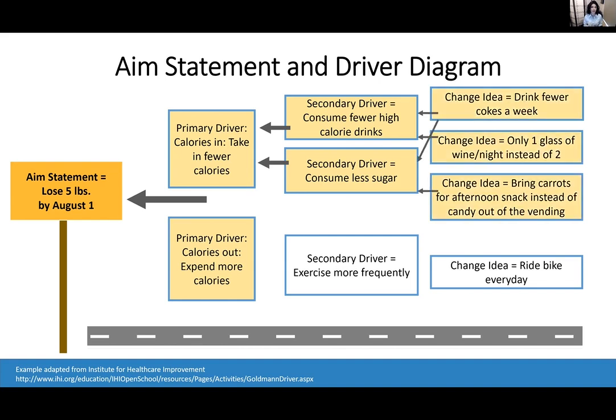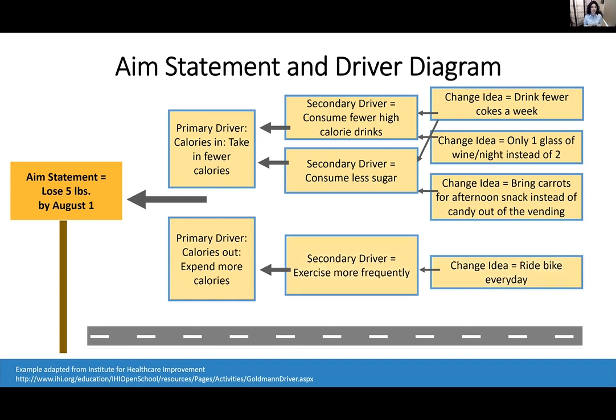And in this example, let's stay with taking in fewer calories as our primary driver. And I want to consume fewer high calorie drinks. My change idea is that I'm going to drink fewer Cokes a week. Maybe right now I drink 7 Cokes a week, and I'm going to cut that back to 2 Cokes a week. You can also see that this change idea hits on 2 of my secondary drivers because I'm also consuming less sugar. That could be pretty common that you have one change idea that hits on several secondary drivers and maybe even several primary drivers. Another change idea falling under consuming less sugar could be to bring carrots for an afternoon snack instead of eating candy. Again, these change ideas are really specific actions or strategies.